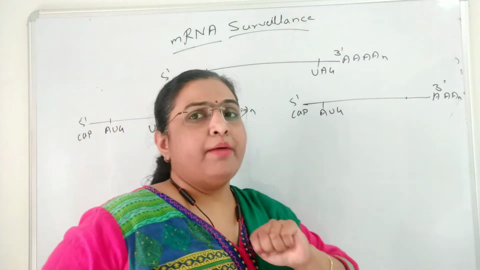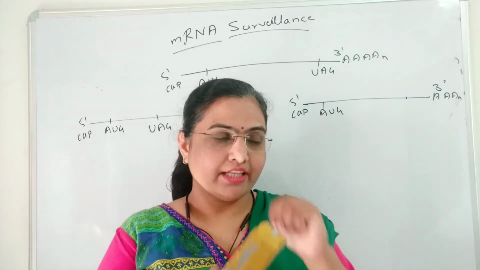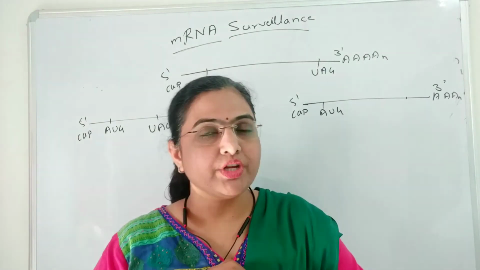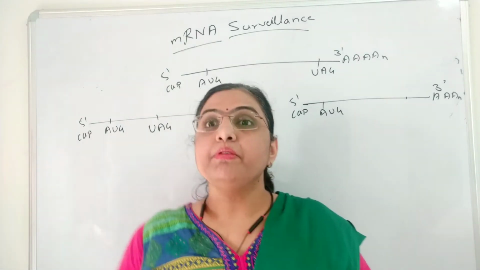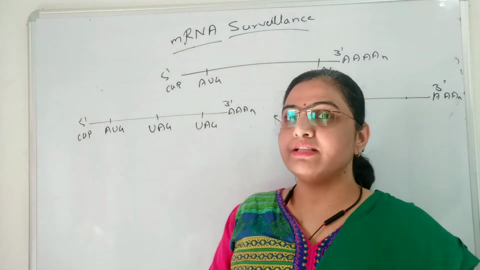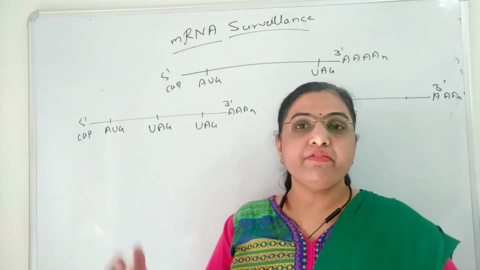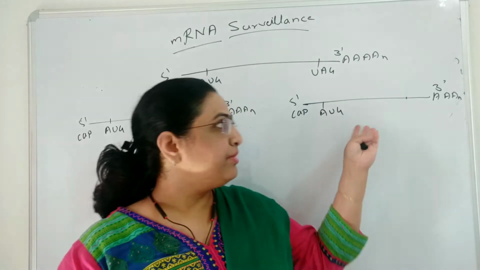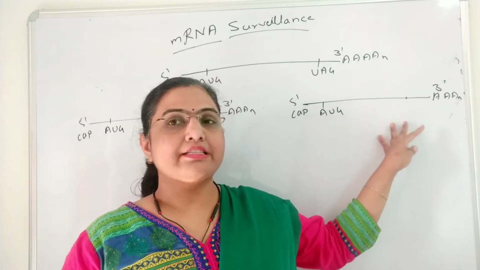What is going to happen if there are mutations in the genes, like a point mutation or a frameshift mutation? At that time, there may be more than one stop codon arising, that is, an in-frame stop codon is present, or there may be no stop codon at all.